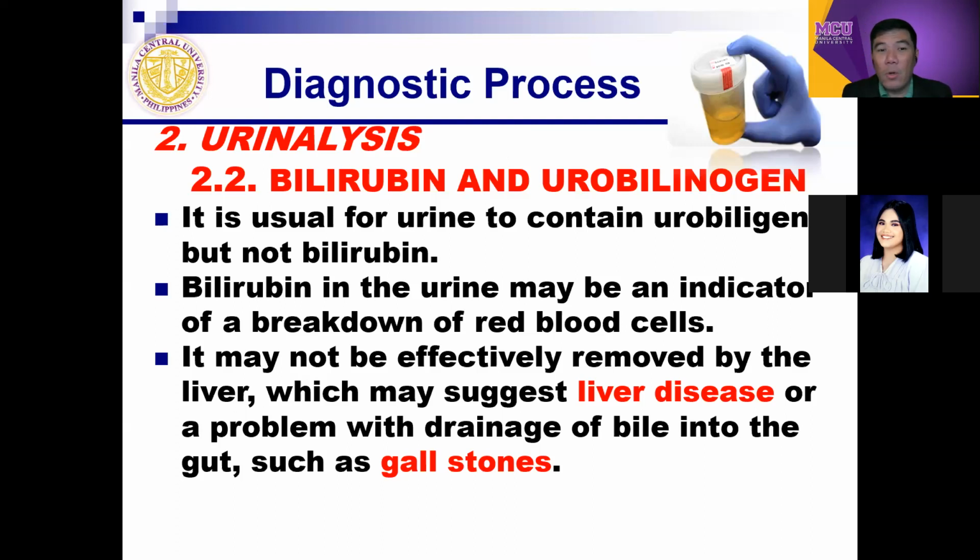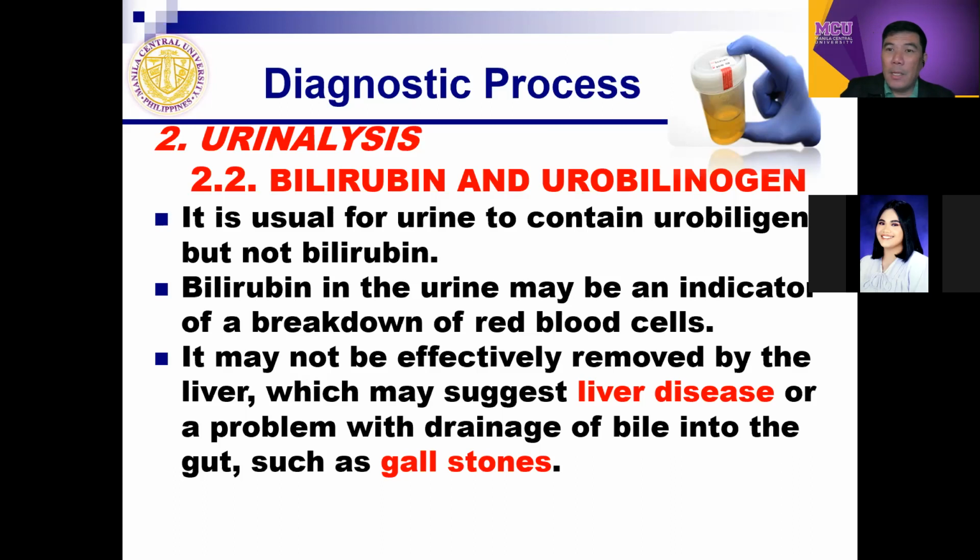So when it comes to the suggestion of findings with bilirubin, it may suggest liver disease, or there may also be a concern that the processing of the bilirubin is not effective or efficient when it comes to the gallbladder. So this is also an indication, when there are findings of bilirubin in the urine, of gallbladder stone. So very significant, di ba?